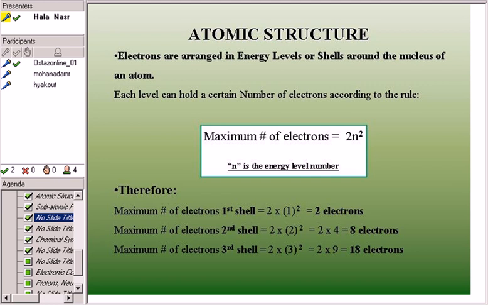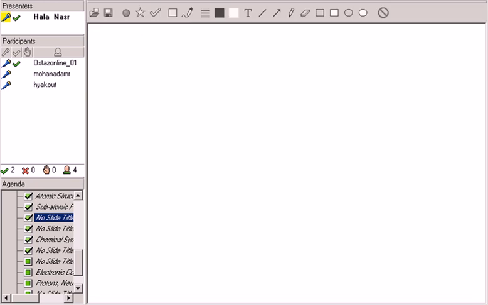Okay, perfect. Now, as you see here, electrons are arranged in energy levels. Sometimes they are known as energy shells around the nucleus of the atom. Each level can hold a certain number of electrons according to the rule that says the maximum number of electrons is equal to 2n to the power 2. n is the energy level number. Now let's try it and see how we do it.